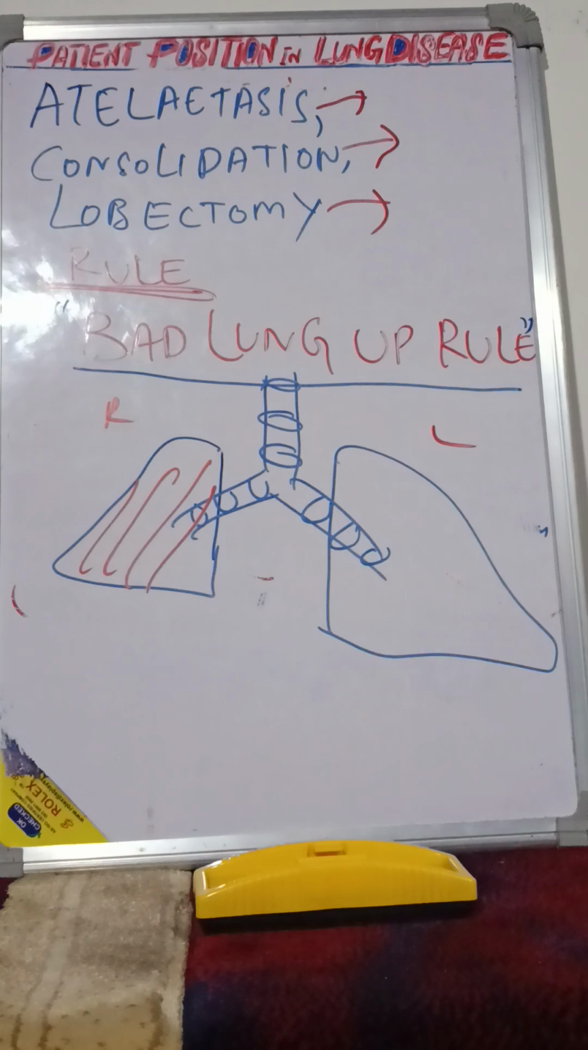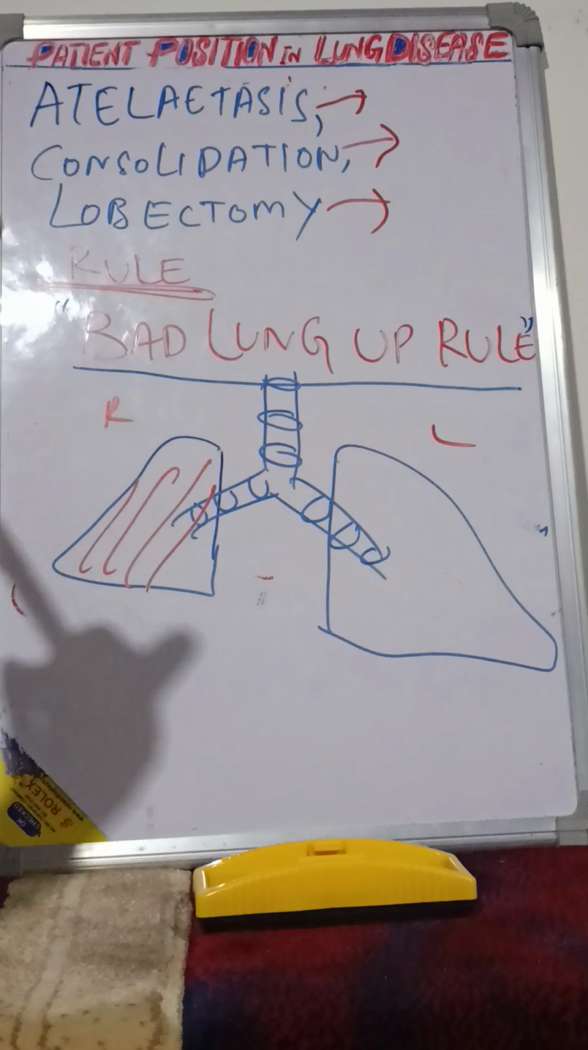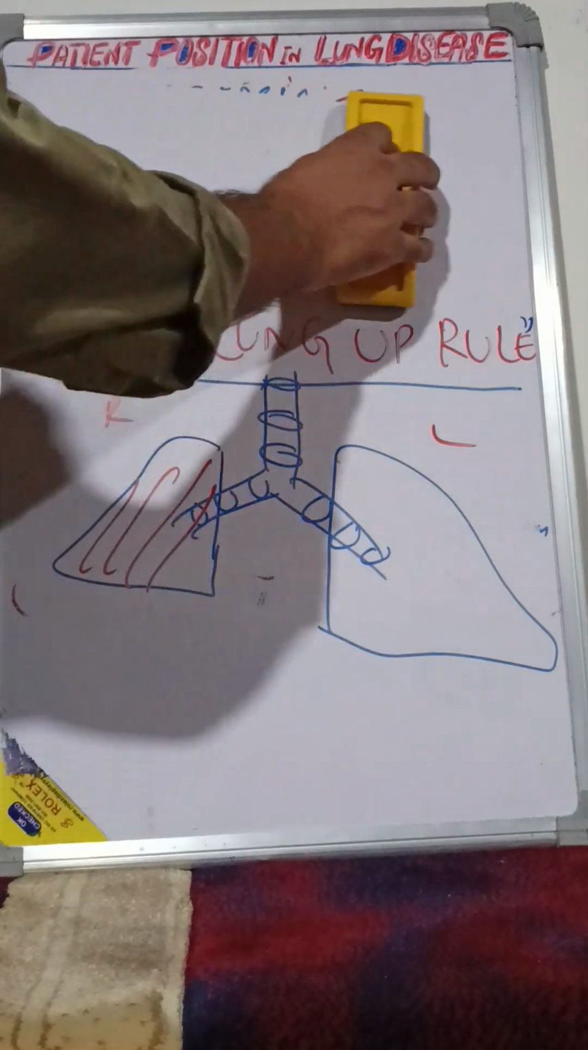Whether the patient is at home or in hospital, when you are the supervisor, the professional at the hospital dealing with the patients, you have to keep in mind that if the patient has atelectasis, we have to keep the atelectatic lung upwards in order to have optimal ventilation perfusion matching. What is the reason behind this?